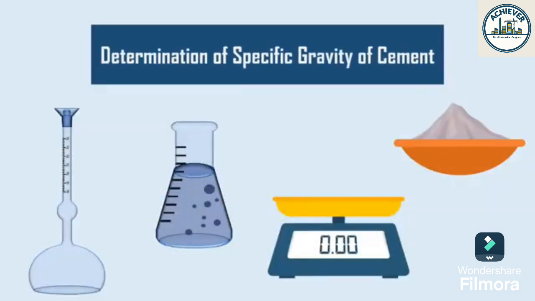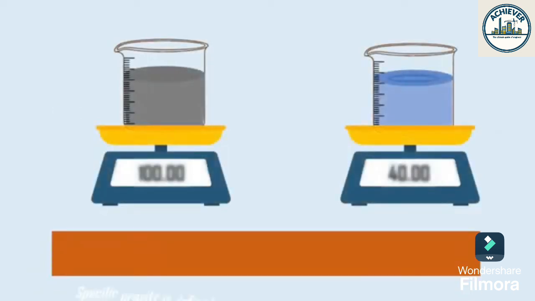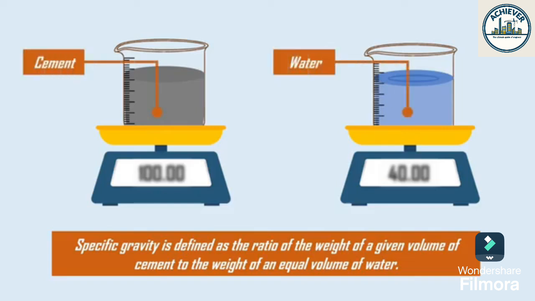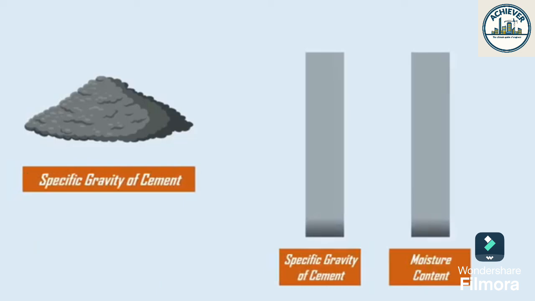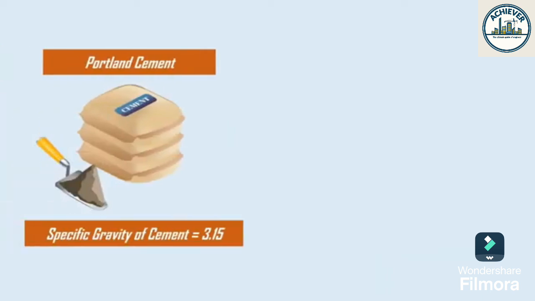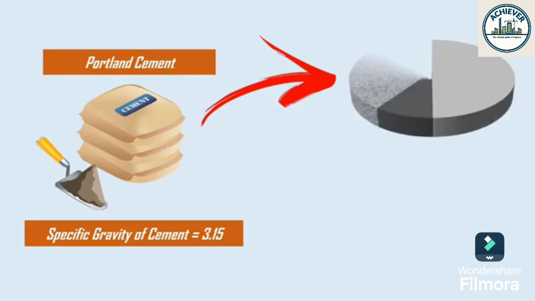Determination of specific gravity of cement. Normally, specific gravity is defined as the ratio of the weight of a given volume of cement to the weight of an equal volume of water. The specific gravity of cement can increase or decrease depending on the moisture content. The specific gravity of standard Portland cement is 3.15, and any change in this value will have an impact on the mix design.